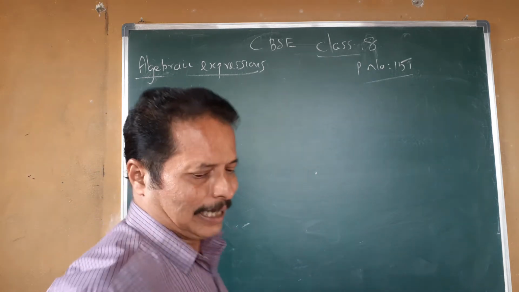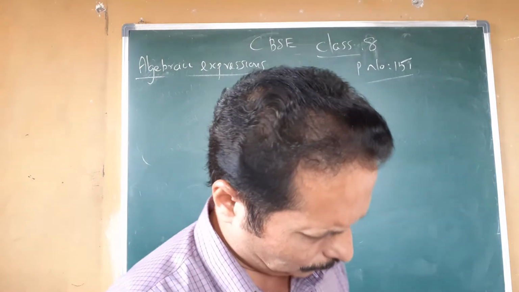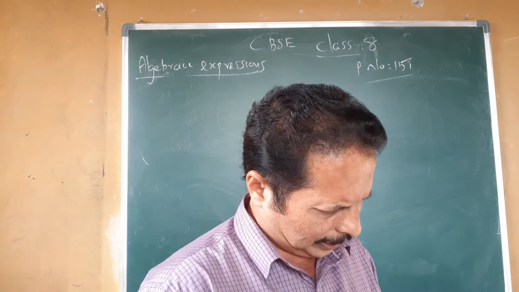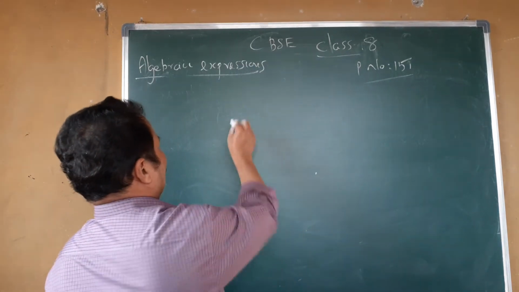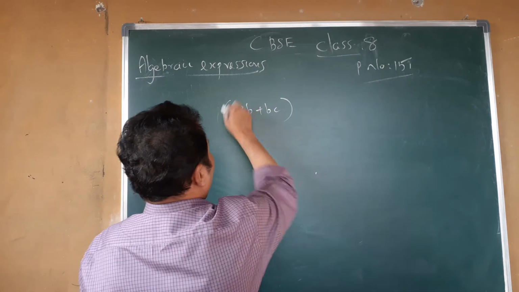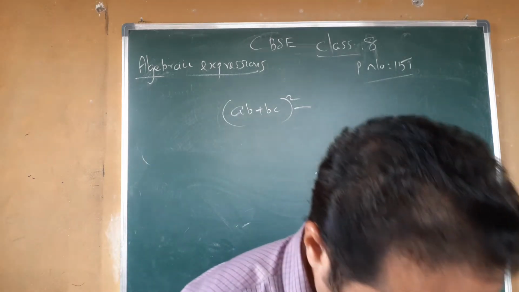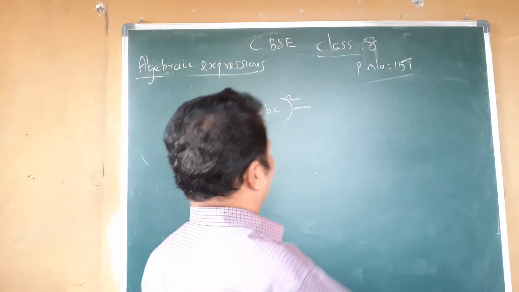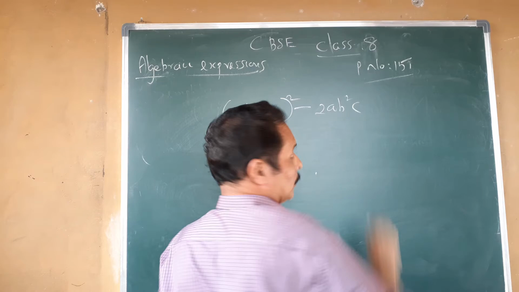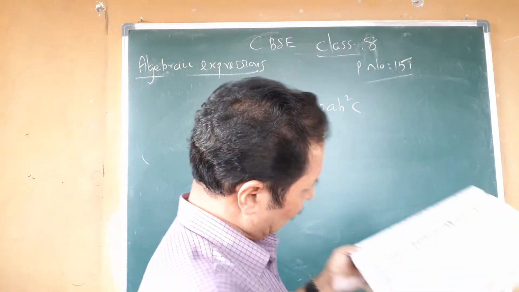Again the same series, that is simplify: (ab plus bc) whole square minus 2ab square c. Once again use the identity.